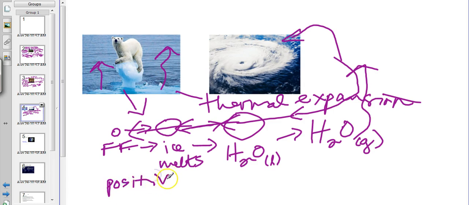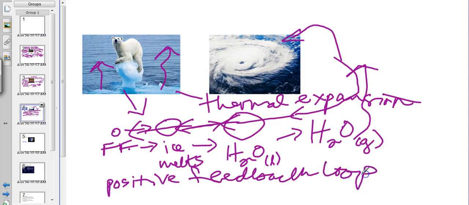And the positive doesn't mean it's good. What it means is that it's growing. So it's called a positive feedback loop.